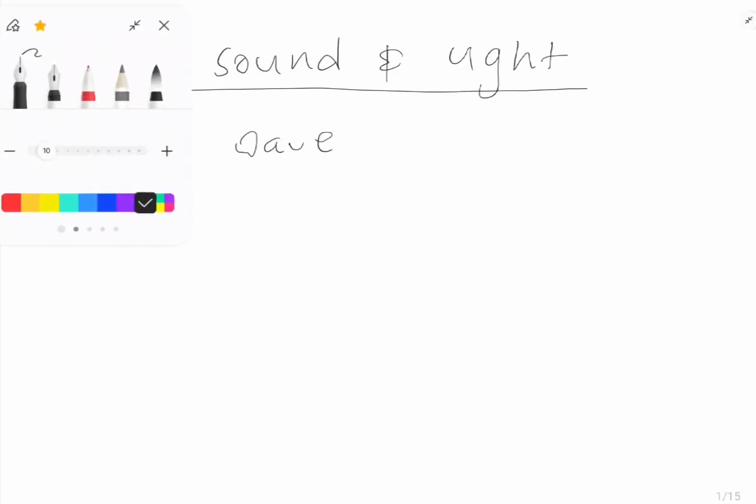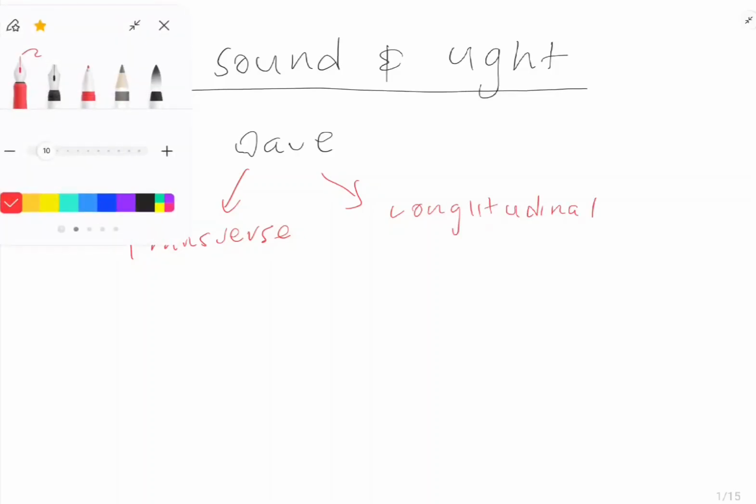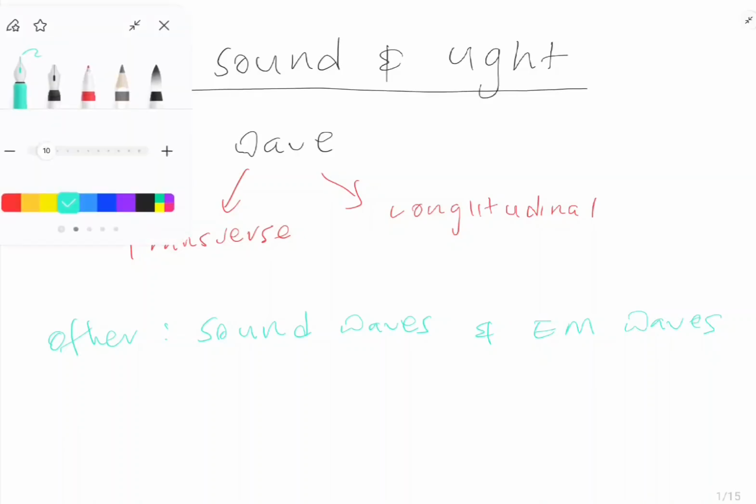But before we get into that, we need to know that there are two types of waves that we're going to look at. One of those is called a transverse wave, and the second one is a longitudinal wave. There are also other kinds of waves that we're going to look at later on. These are sound waves and electromagnetic waves, EM waves. But we're going to look at this at a later stage in our series.